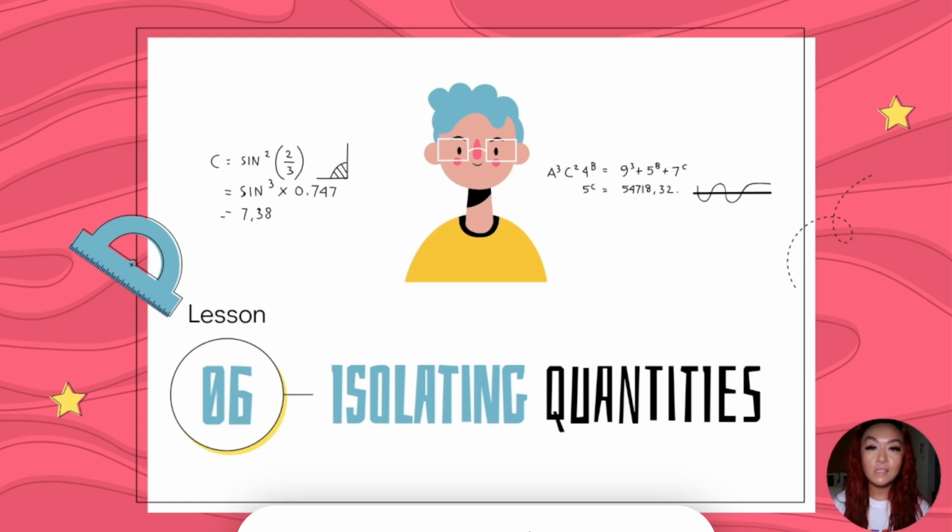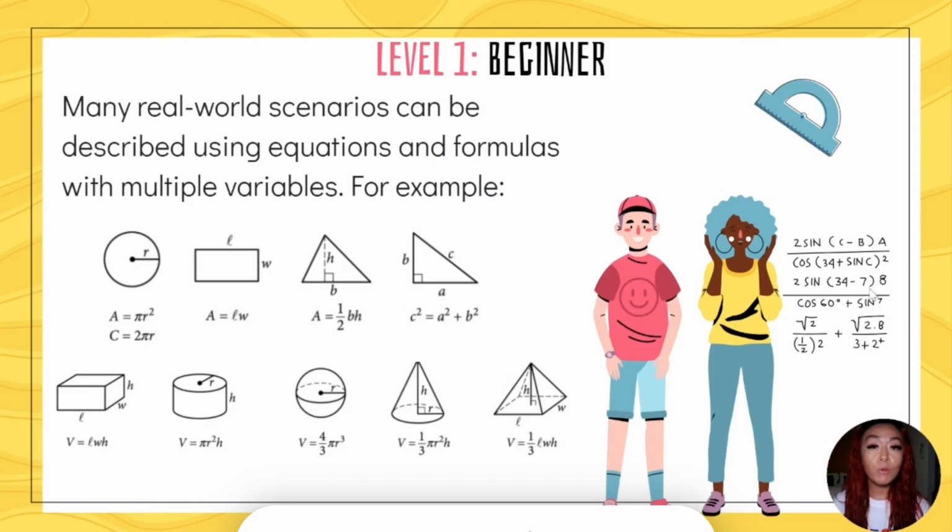Welcome to Lesson 6 of Module 3, Isolating Quantities. Many real-world scenarios can be described using equations and formulas with multiple variables. For example, look at this piece of your reference table from the SAT Math section. You could find this in your workbook.